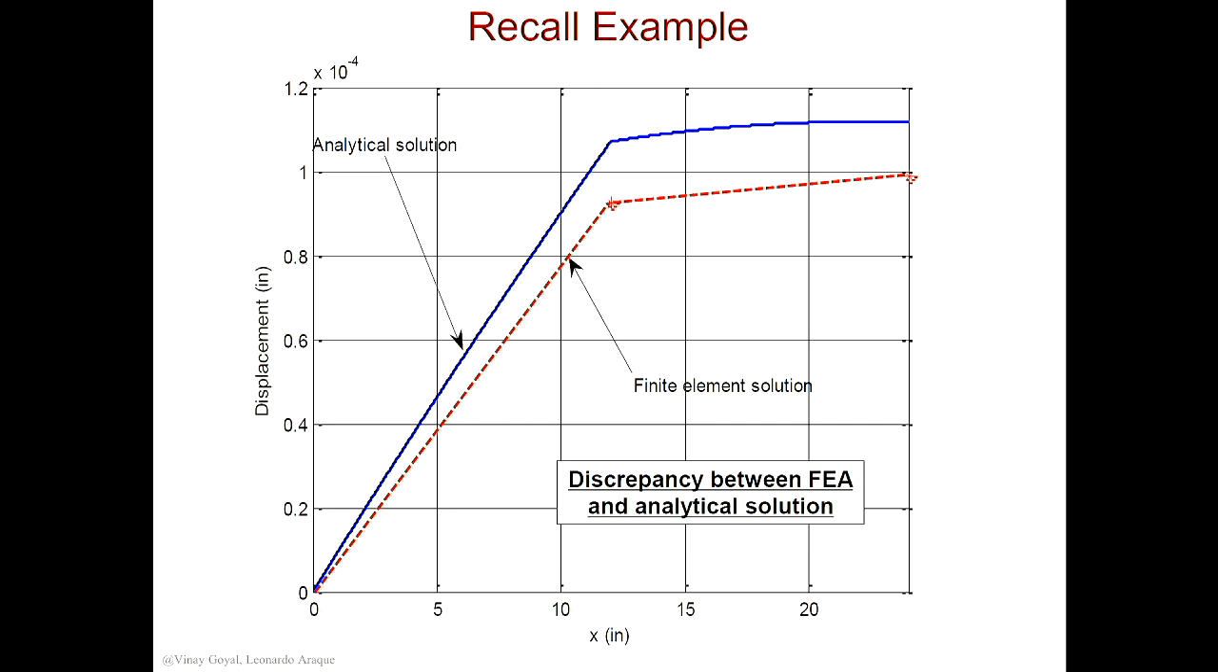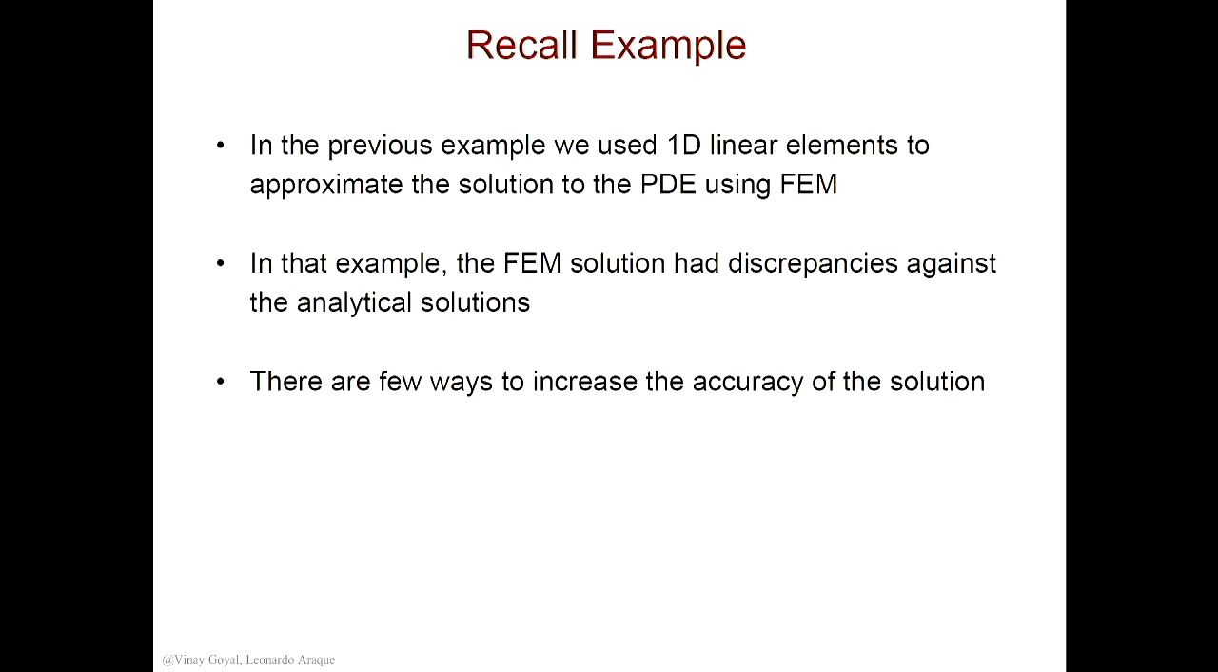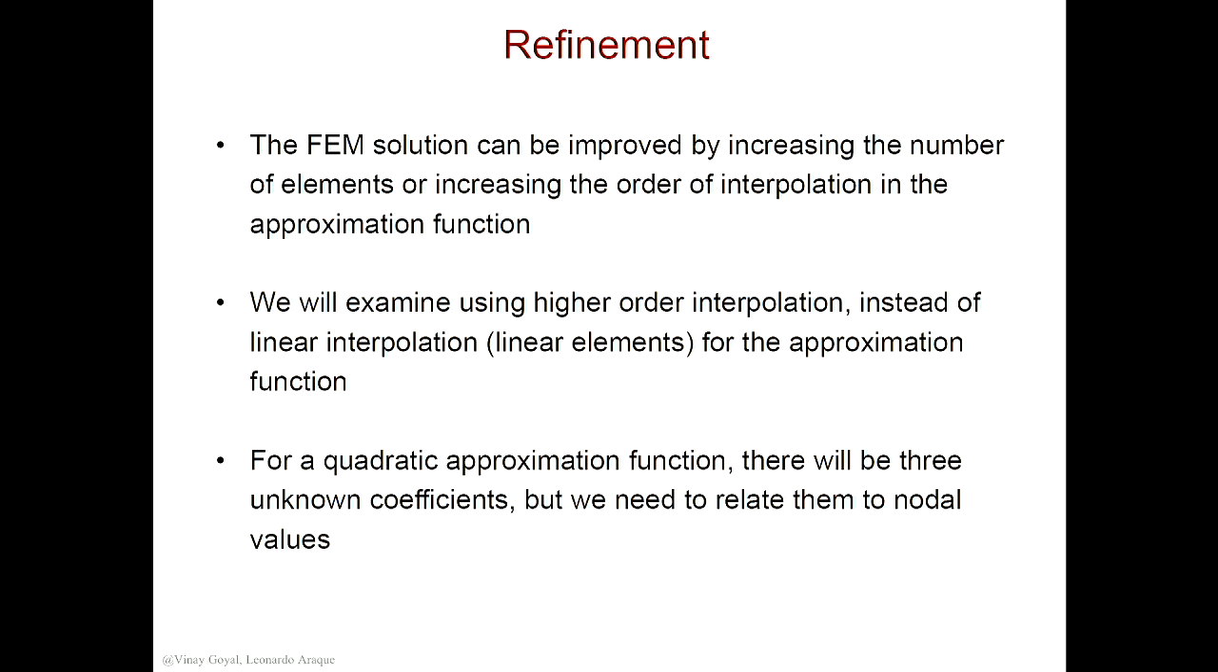There's two ways to accomplish that. One way is to increase the number of elements. I could have increased the number of elements and then gotten closer to the solution. Another possibility is to increase the order of approximation over the element. So in the previous lecture, we used a linear approximation over the element. And now, today, we're going to be using a higher order approximation over the element. That's one approach. So in one case, you can increase the number of elements. In the other case, you can increase the order of approximation over the element. Okay.